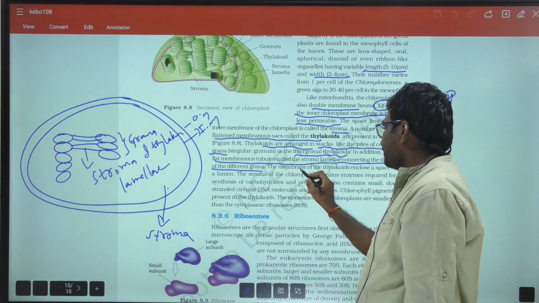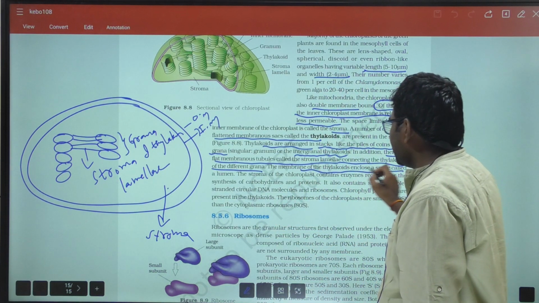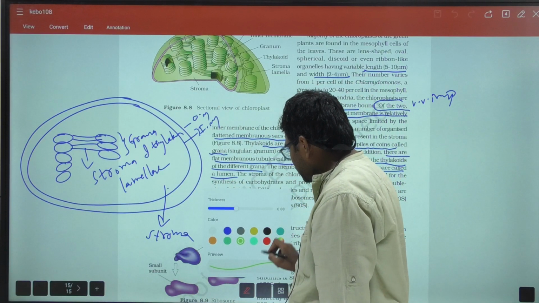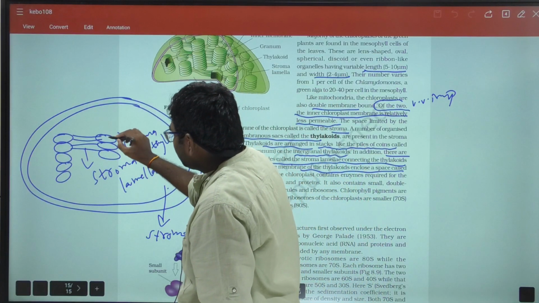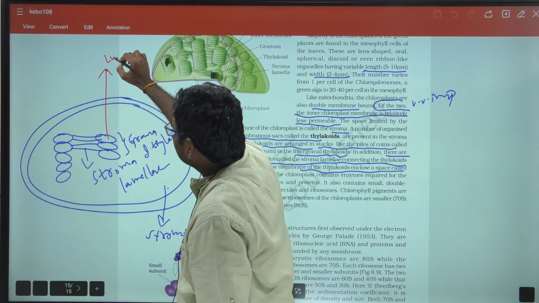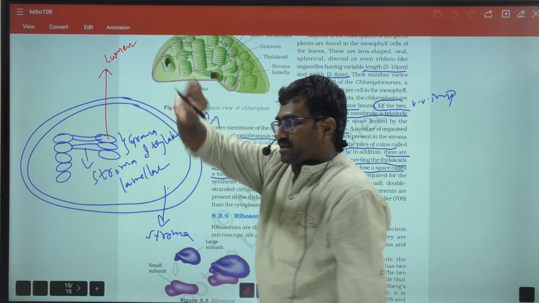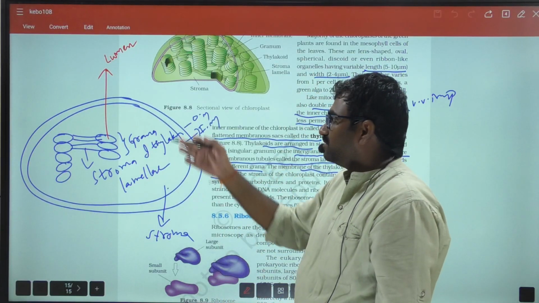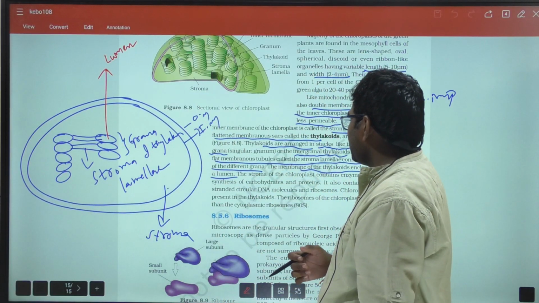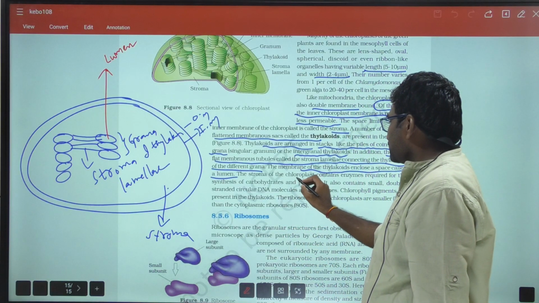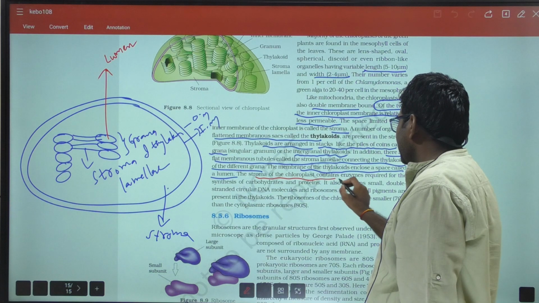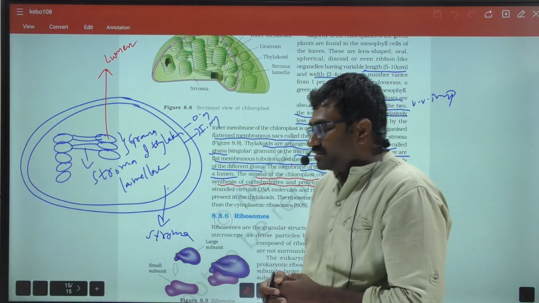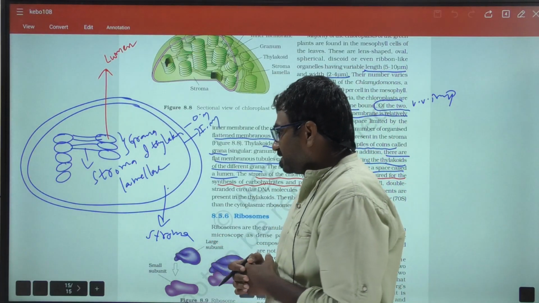Right? So here the membrane of the thylakoids encloses a space called the lumen. This part is known as the lumen, where the water splitting takes place, that is in photosynthesis, which we are going to discuss in detail. And the stroma of the chloroplast contains enzymes required for the synthesis of carbohydrates and proteins. That is where the dark reaction takes place.